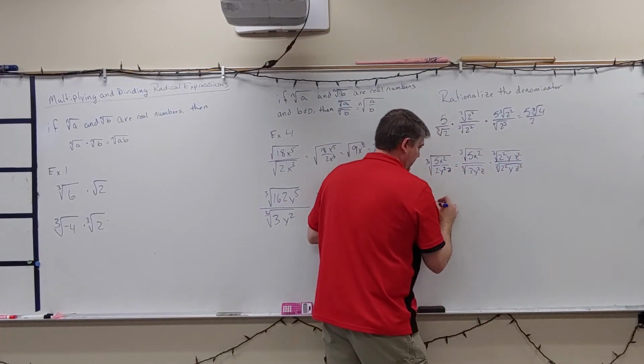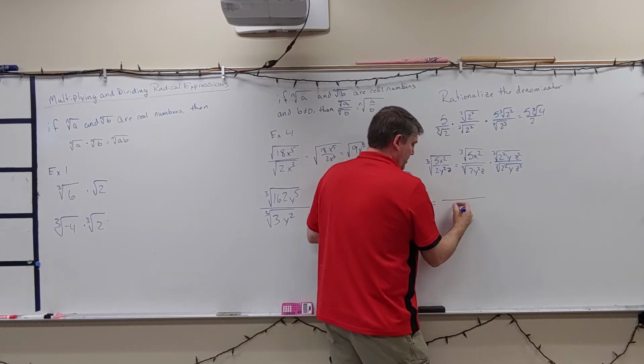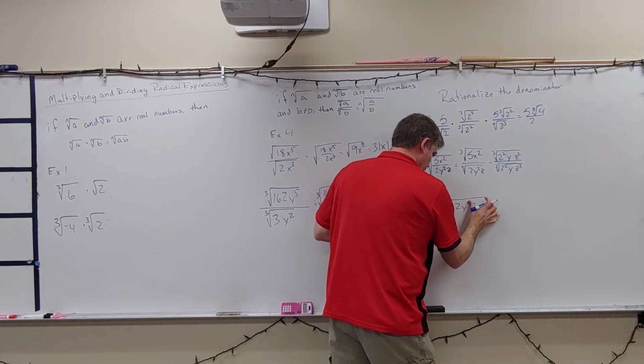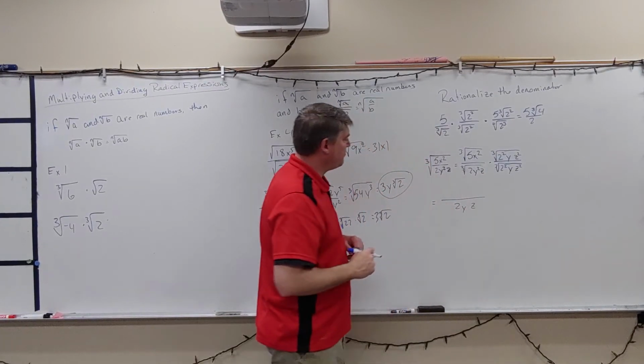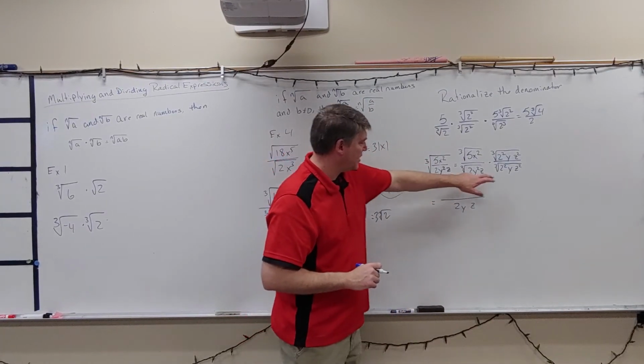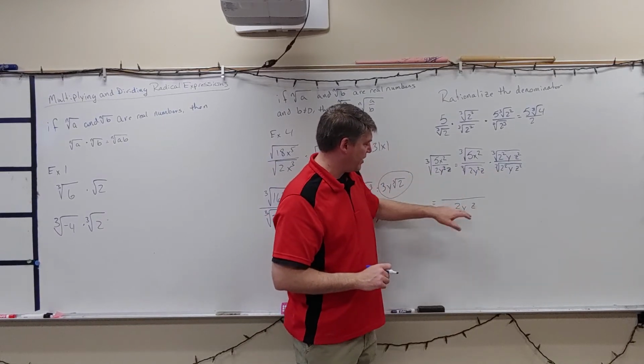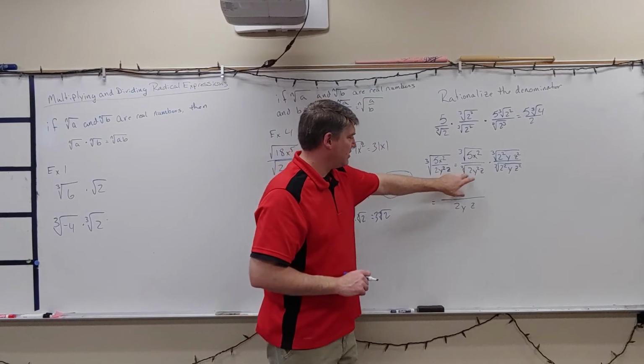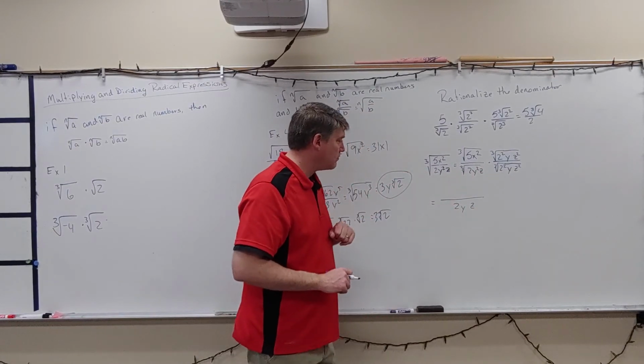And now I'm going to multiply this out. So on the bottom, I get 2y squared, 2yz, because I will have y cubed. The cube root of y cubed is y. The cube root of z cubed is z. The cube root of 2 cubed is 2.